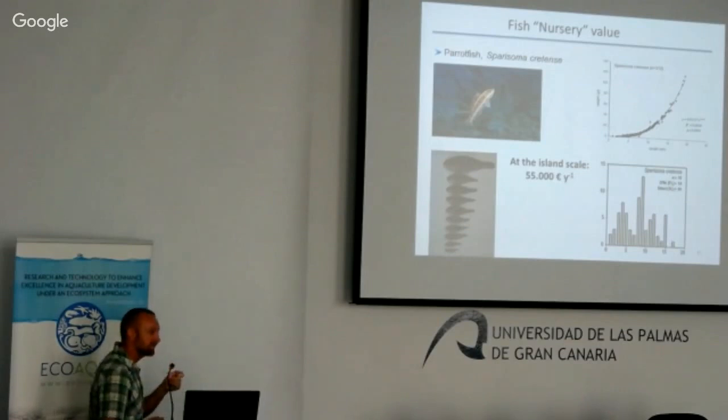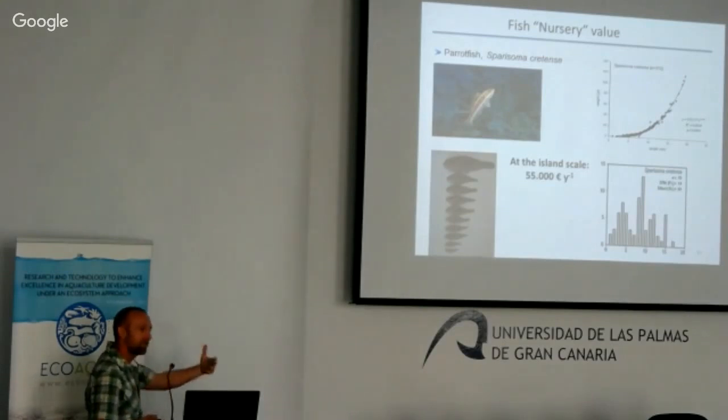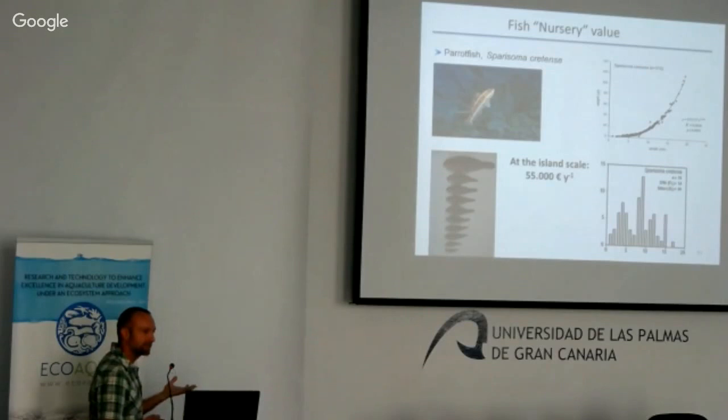Okay, and this is just for one species, for 1 year. Imagine that we keep on doing this for the whole range of fish species that we find in a seagrass meadow. The value is going to increase dramatically, right? And keep in mind again that this is only taking into account the value of seagrass meadow as a fish nursery place.